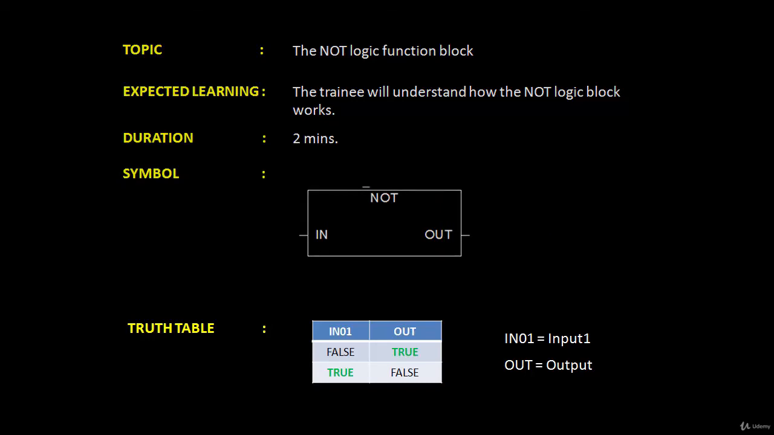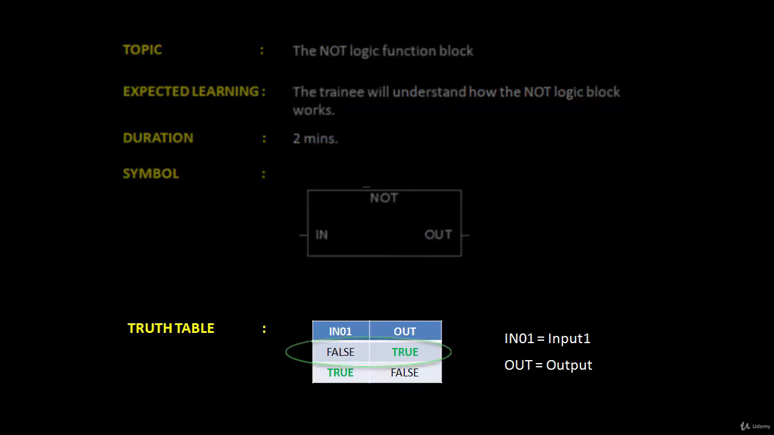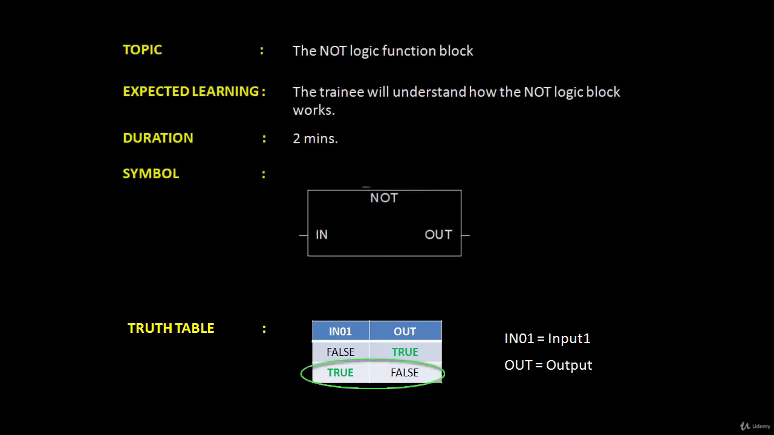Looking at the truth table, output is a logic true if in01 is a logic false. Output is a logic false if in01 is a logic true.